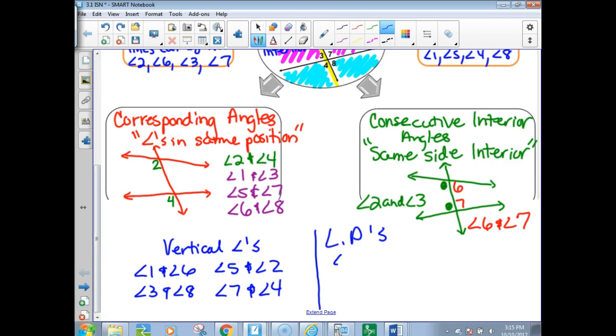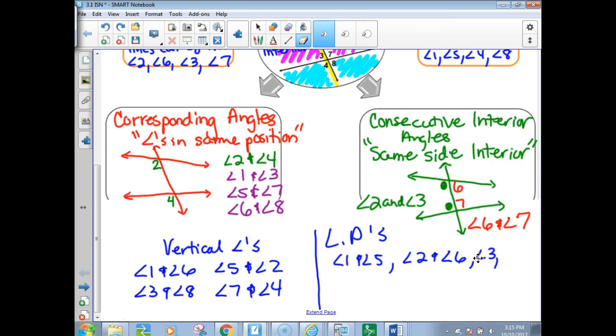It was 1 and 5. Angles 2 and 6. Angles 3 and 7. And then there's one more horizontal linear pair. That would be 4 and 8. Now, is that the only way we can go to do a linear pair? No, because we can go that way. Angle 3 and 4 are a linear pair.